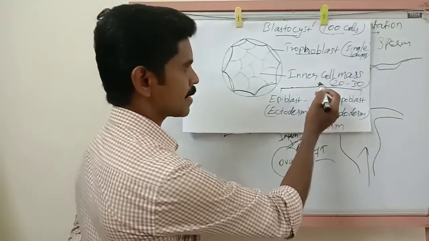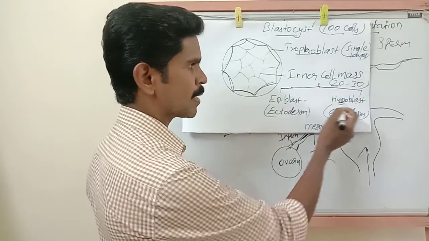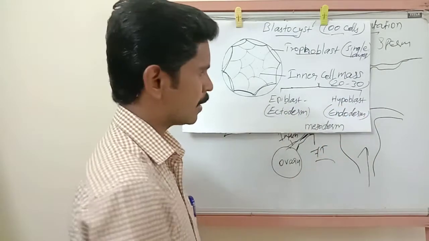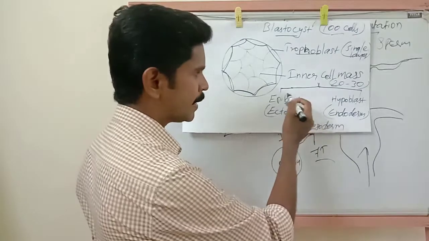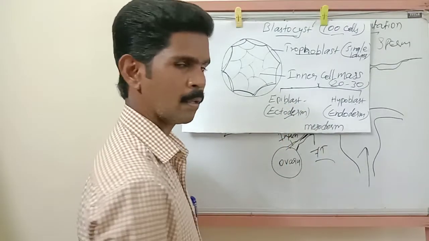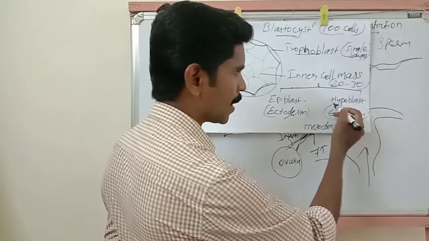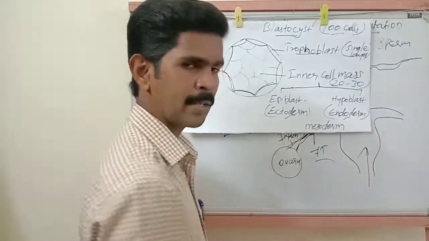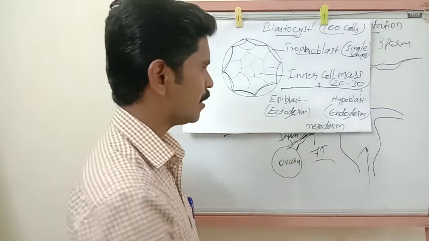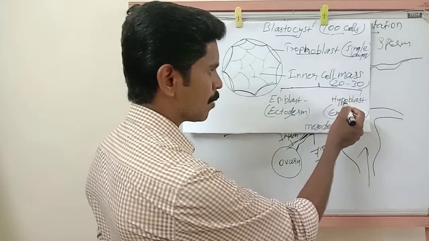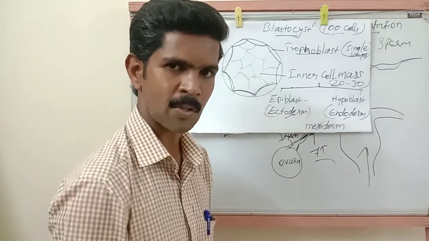So first the inner cell mass is divided into two, epiblast and hypoblast. The cells of the epiblast region are converted into ectoderm and the cells of the hypoblast region are converted into endoderm. The cells present between the epiblast and hypoblast are converted into mesoderm.